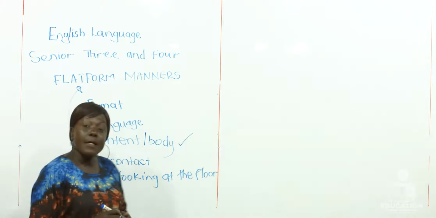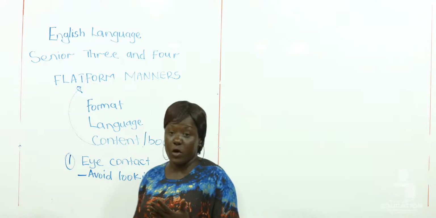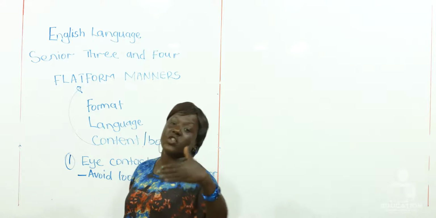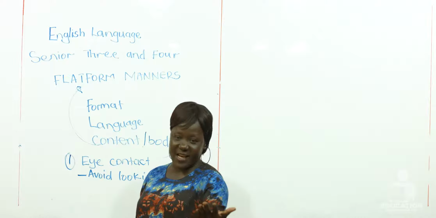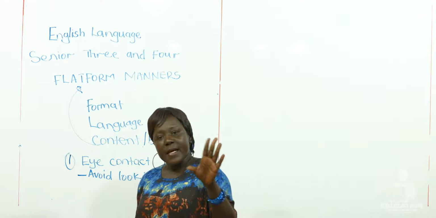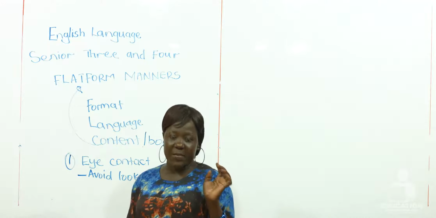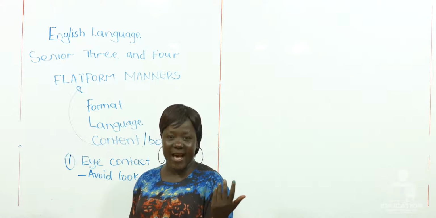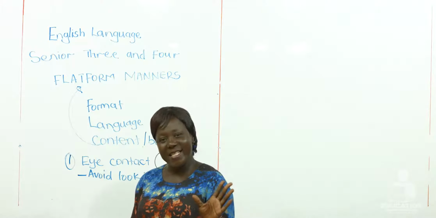Right. When you avoid looking at the floor, that means you will be looking at your audience. The audience are the listeners. Don't be bothered by the word audience. They are the listeners. You have to keep eye contact with them. In that way, they will feel good and they will listen to you attentively.